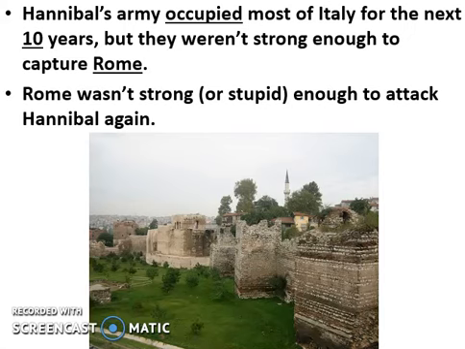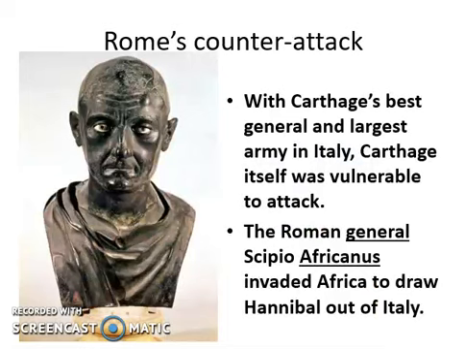So Hannibal's army occupied most of Italy for the next 10 years, meaning Hannibal and his soldiers were able to defeat Rome again and again and again in small battles throughout the Italian peninsula for 10 years. But they were not strong enough to capture the city of Rome. Rome wasn't strong or stupid enough to attack Hannibal again. So Rome is just going to sit pretty and defend their city and hope that Hannibal runs out of resources or for whatever reason stops fighting. And this is going to work because it's going to give the chance for Rome's counterattack.